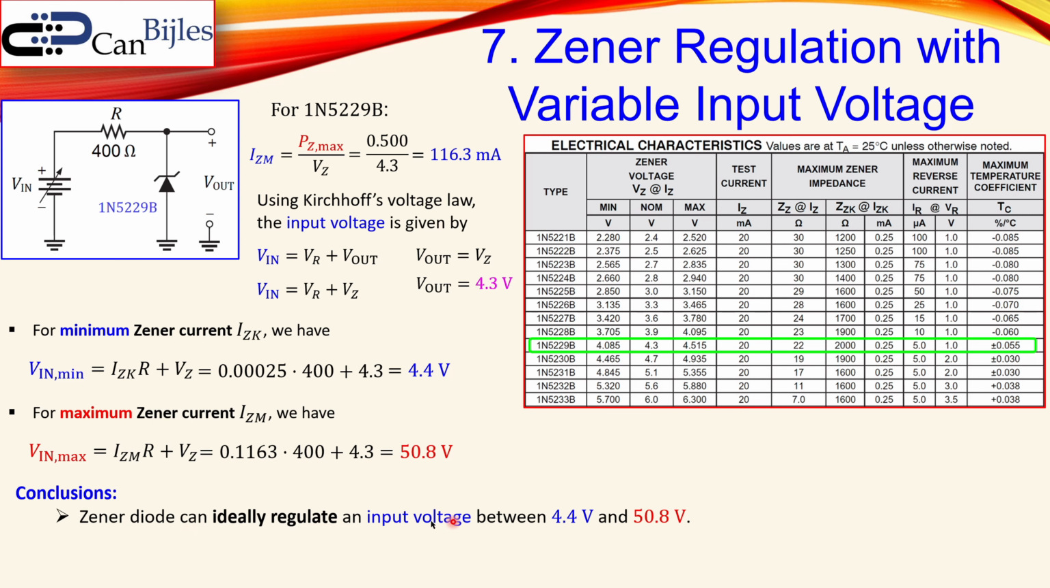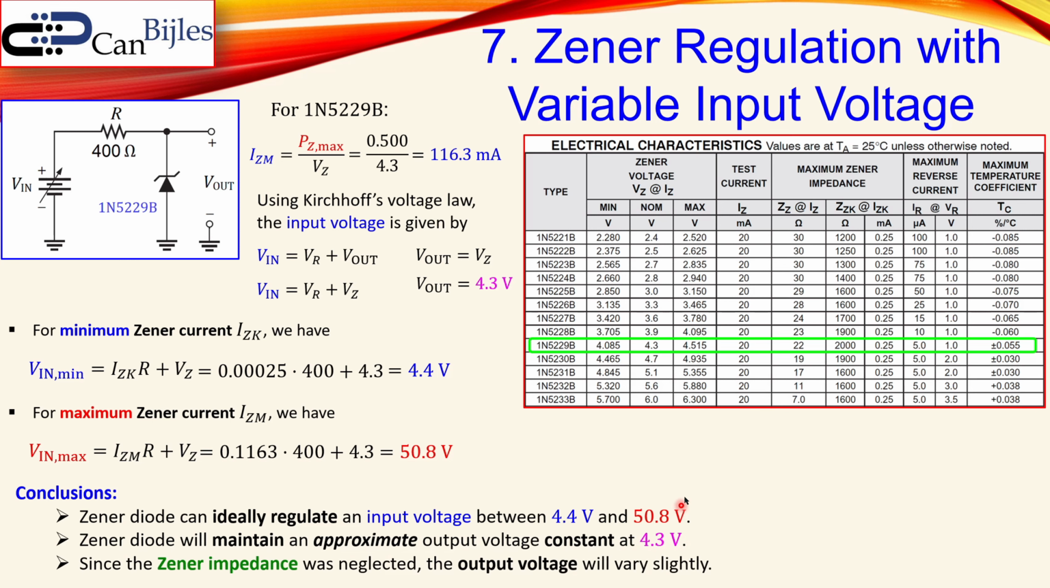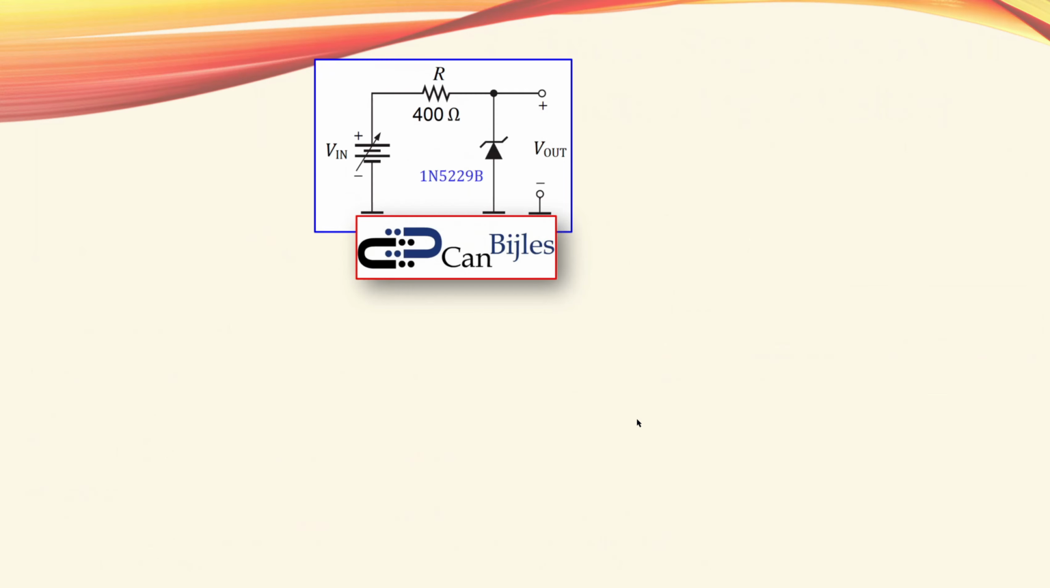So if I change my input voltage between these two values, the regulation at the output is perfectly or nearly constant. And then the Zener diode will maintain an approximate output voltage of 4.3. That is approximate. And since the Zener impedance was neglected here, that's why we have not taken it into account, the actual output voltage will be a little bit different. So it will vary slightly compared to our calculations.